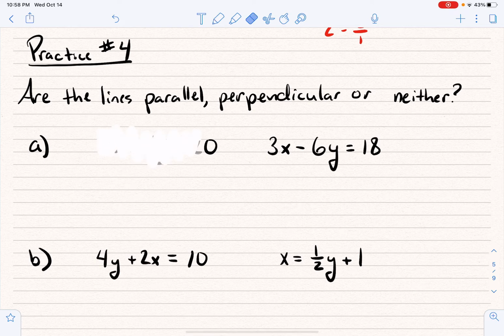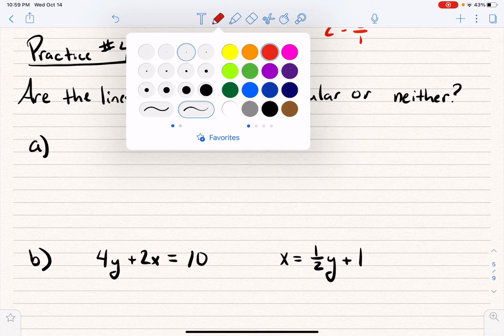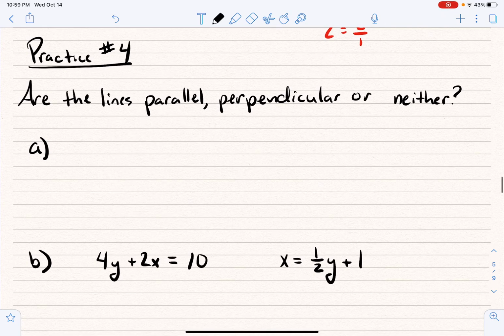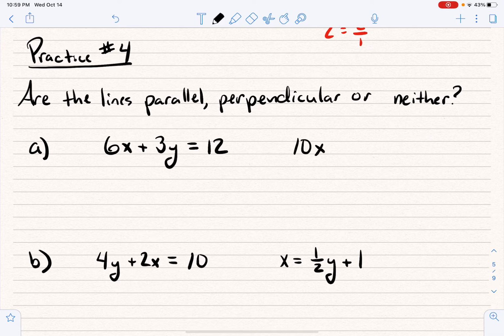All right. So I still want you to try the exact same thing, but I got to give you some new lines because I accidentally wrote the same ones. So what you're going to do is this. I'm going to say, what if we had 6x plus 3y equals 12? And on this other part, we'll have 10x minus 2y equals 6. I want to know, are those parallel, perpendicular, or neither?